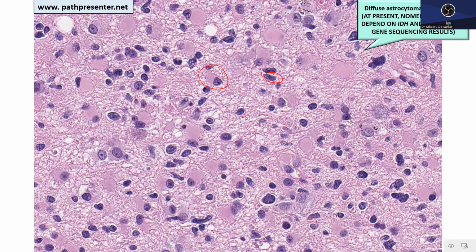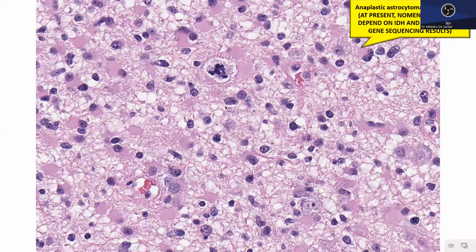So these cells are obviously pleomorphic, hyperchromatic with irregular nuclear contours. And back in the olden days, they would have been given a diagnosis of diffuse astrocytoma, grade 2, that is grade Roman 2. We know that now we don't use this particular nomenclature, and the present nomenclature will depend upon the IDH and ATRX results along with the gene sequencing findings.